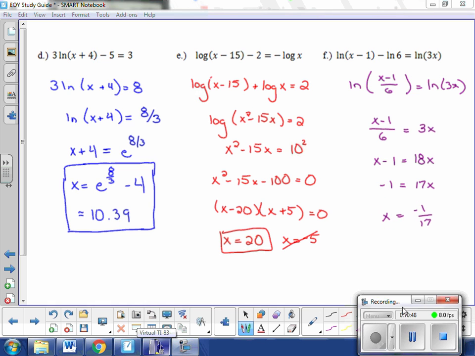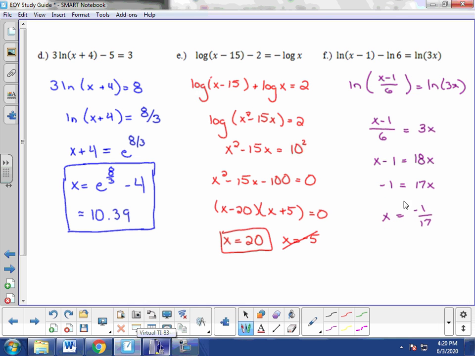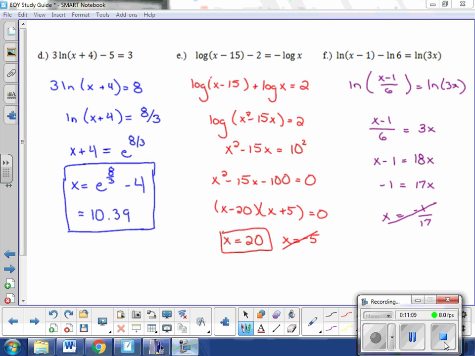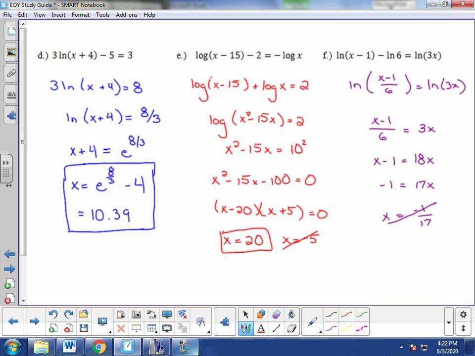Now, one thing that we do need to be careful of here is double checking the solution. So the solution is negative 1 over 17. If I go back to the original equation and substitute in negative 1 over 17 for x here, that would give me a negative input value for a logarithm. So this solution is actually going to be extraneous. Because the only solution is extraneous, this example actually has no solution.